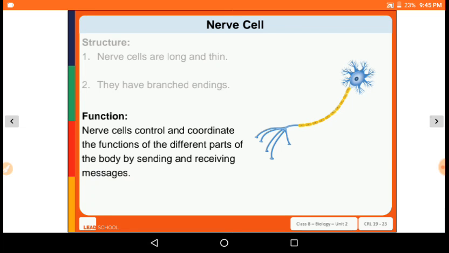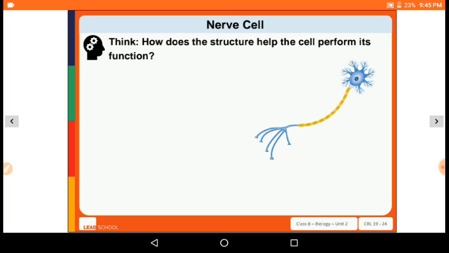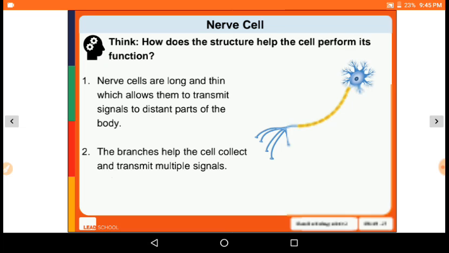And the function of the nerve cell is: nerves control and coordinate the functions of the different parts of the body by sending and receiving messages. Now how does the structure help the cell perform its function? Nerve cells are long and thin, which allows them to transmit signals to distant parts of the body. The branches help the cell collect and transmit multiple signals.